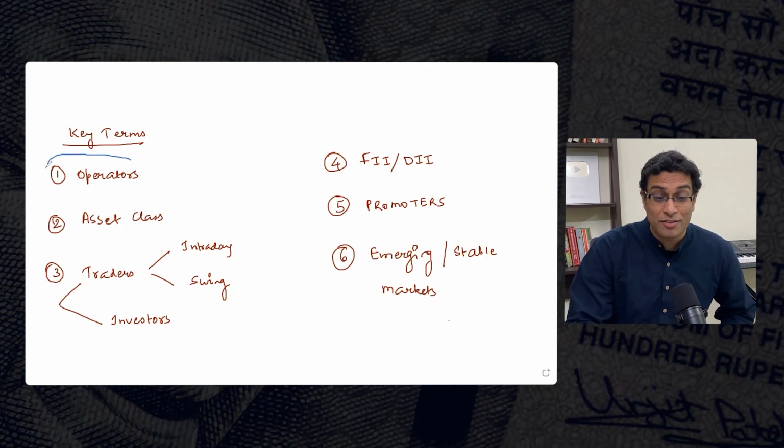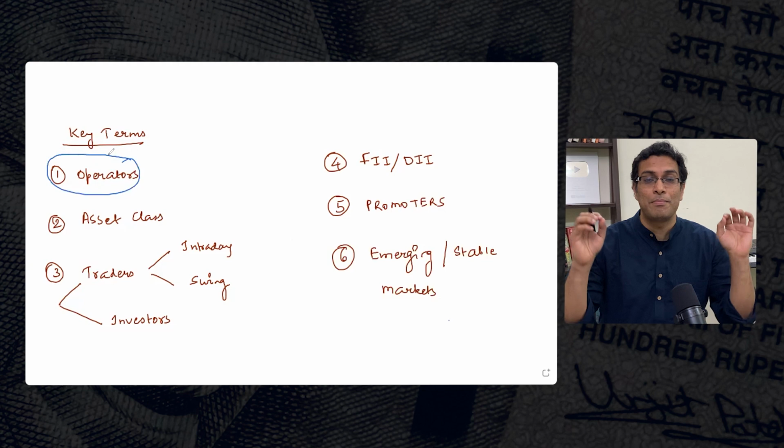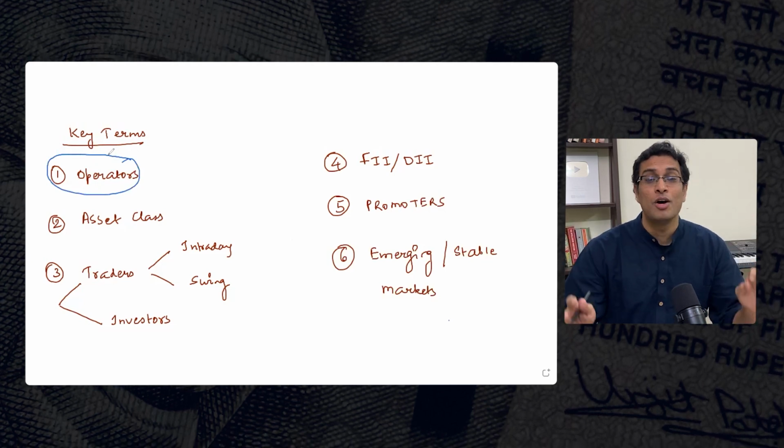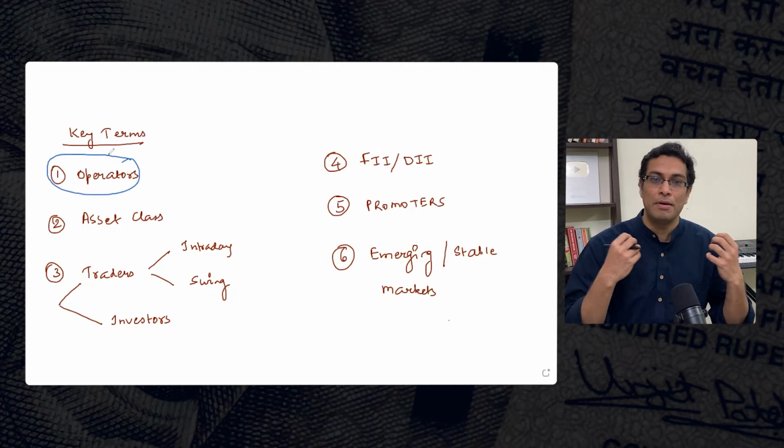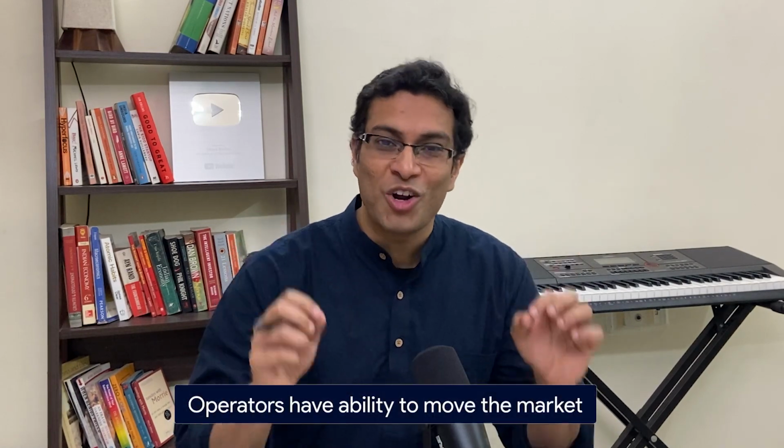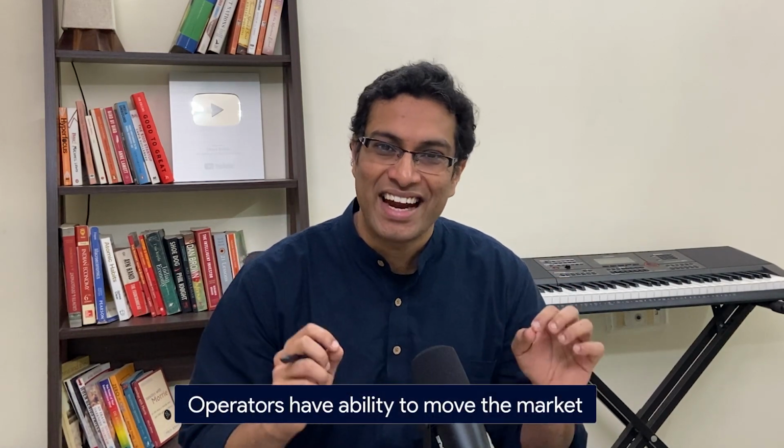One, you must have heard of the word operators. Now, operators are big players. They are big fat players who have a lot of money with them. They can be bulk buyers or they can be bulk sellers. Now, operators, by pouring in the money, have the ability to move the market. For example, if a lot of operators decide to sell their ITC stock, then the ITC stock will fall. So any major player who has a lot of money in the pockets can be termed as an operator.